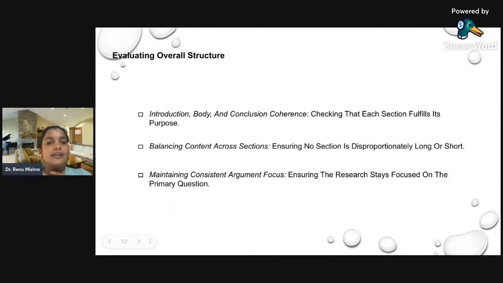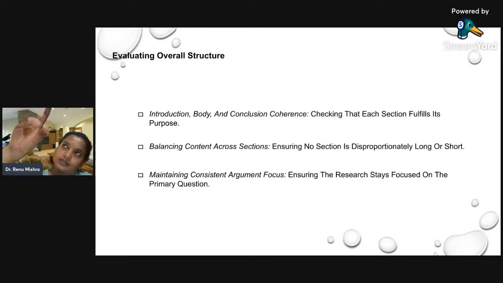Now when it comes to evaluating overall structure, till this point editing and proofreading has put your structure together. Now the whole of your structure is there with you. Your introduction is there, your body part is there, your conclusion is there. Let's say for example you're writing a literature review. You've written a literature review.